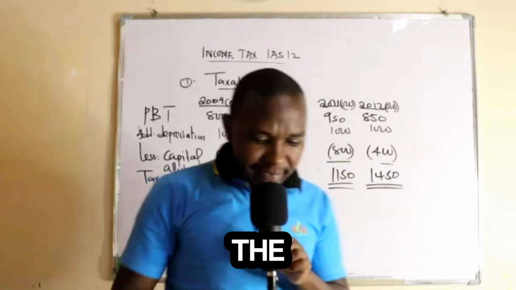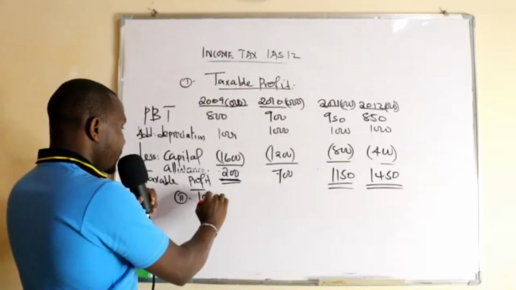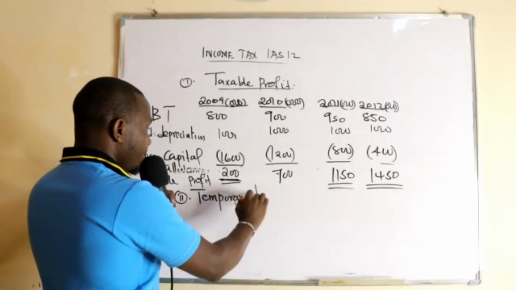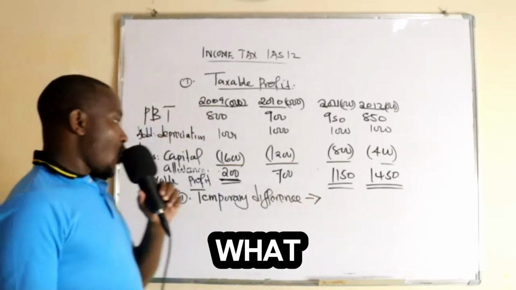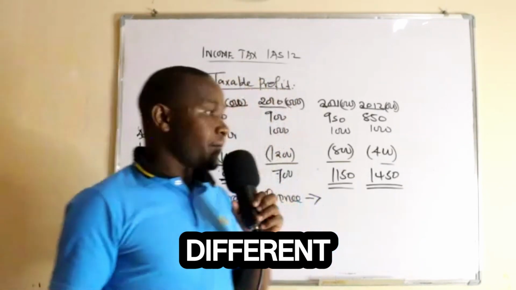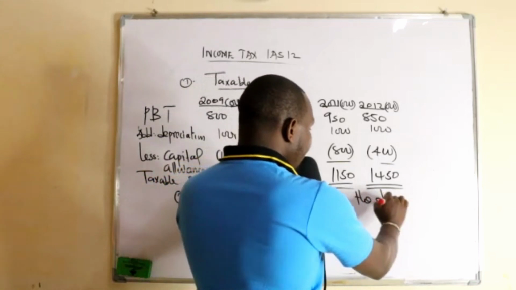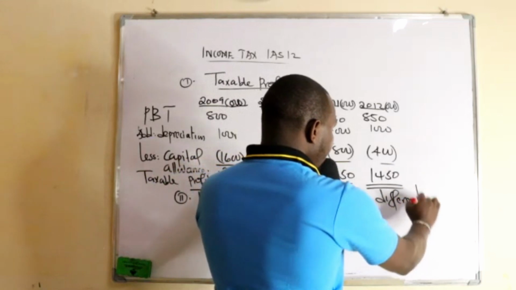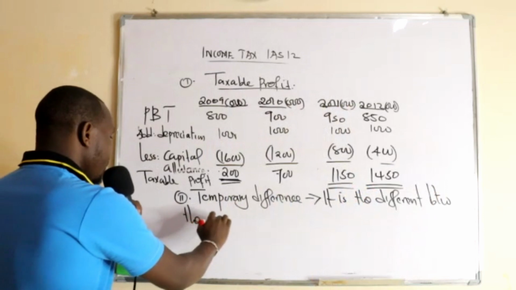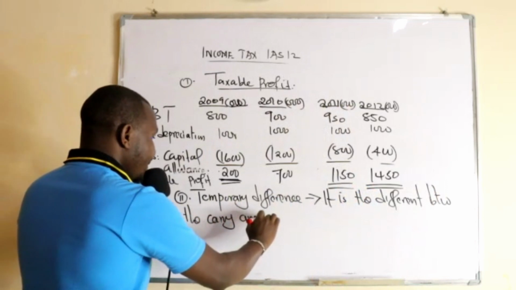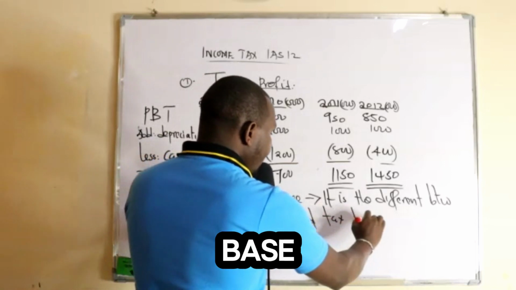Roman 2, you have been asked the temporary difference. So what is that temporary difference? It is the difference between the carrying amount and the tax base.